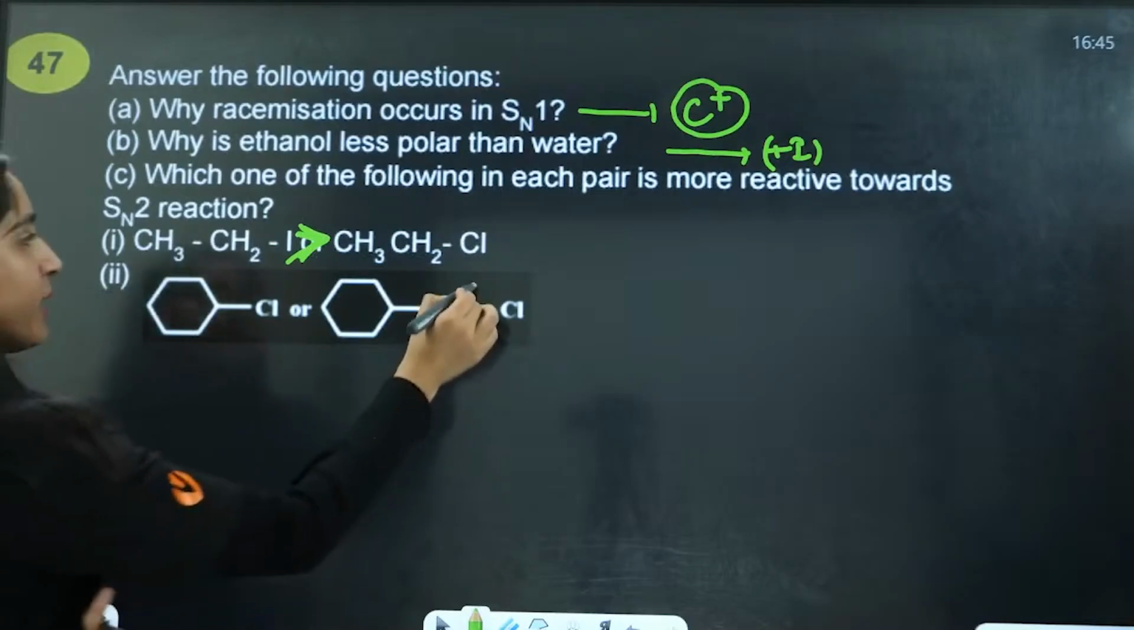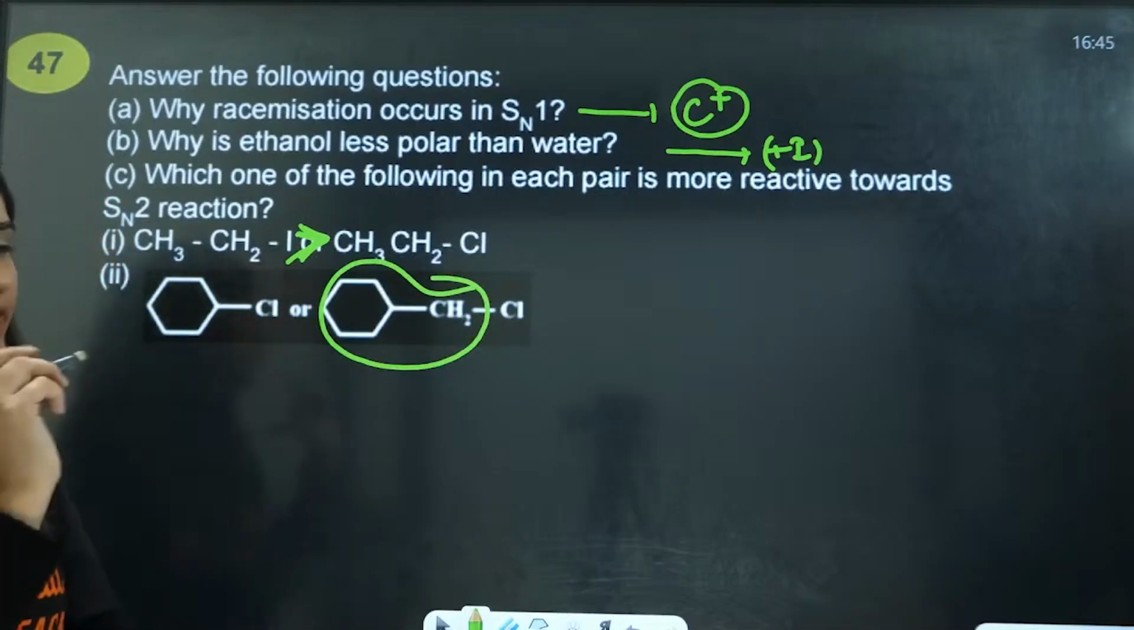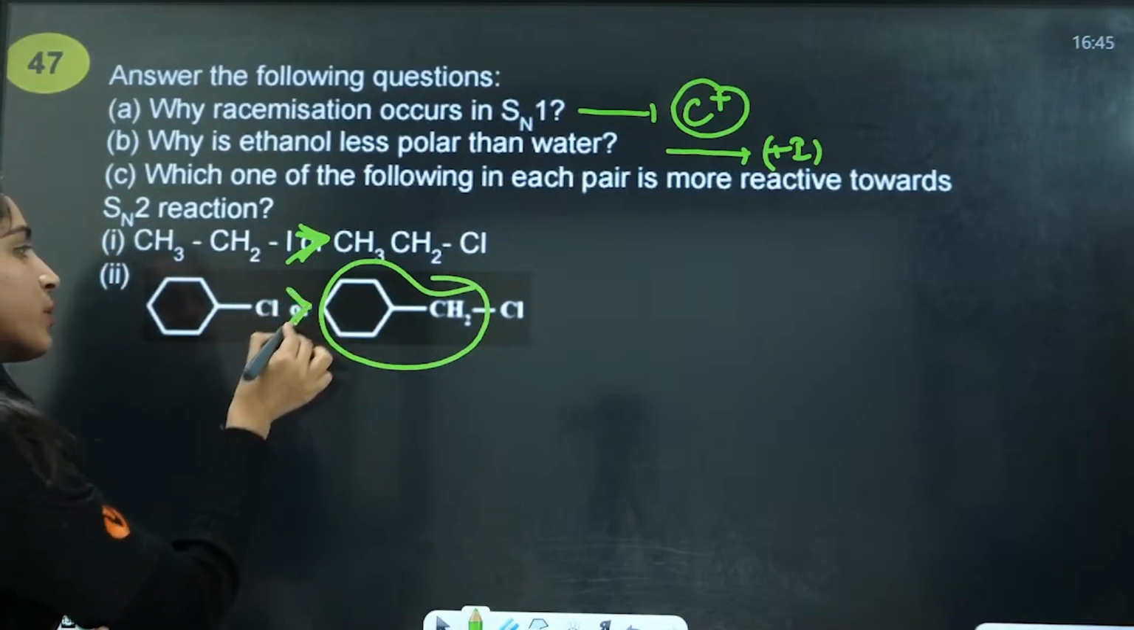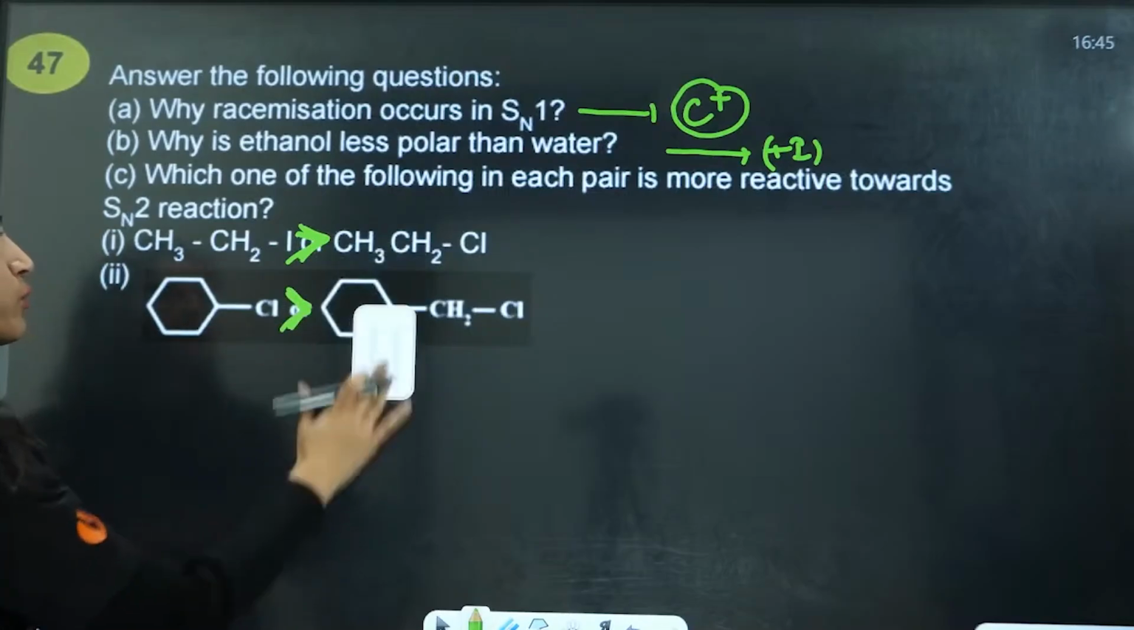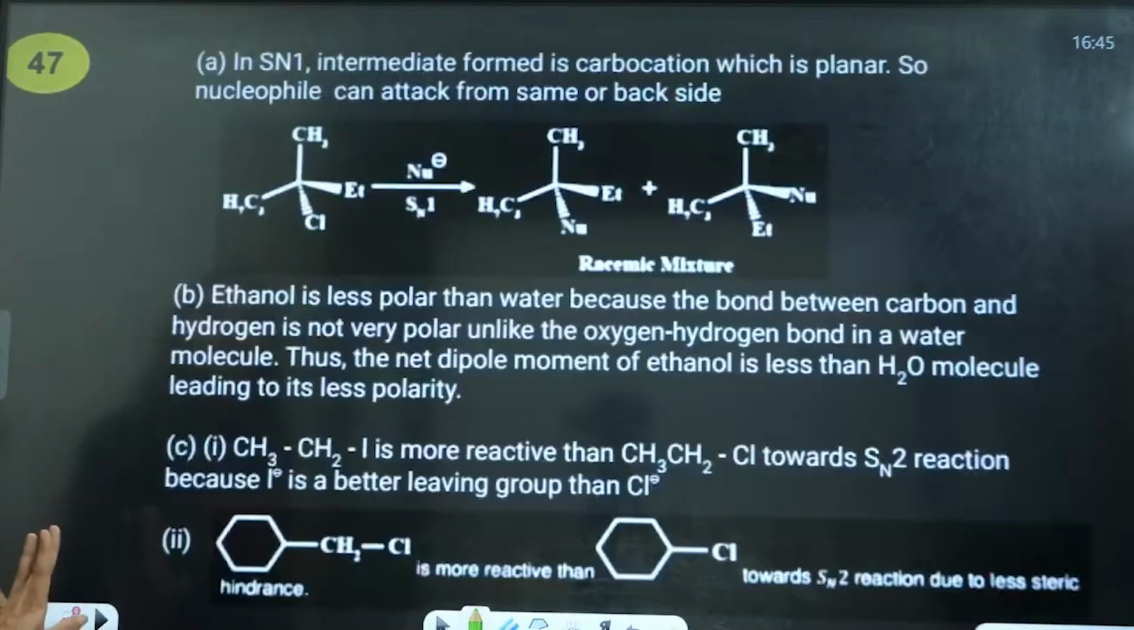This is a bigger group, right? This is going to have more steric hindrance, and hence this is going to be more reactive. Yes, this is going to be more reactive. Now let us see the answer here.